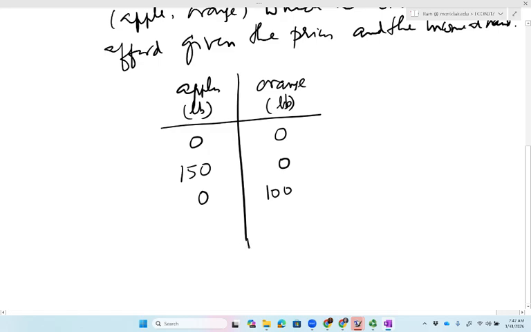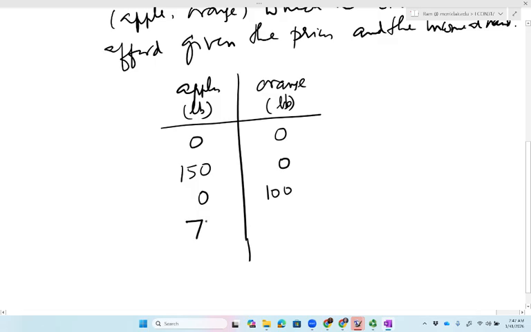Remember, the last two combinations were such that the consumer spent all the money at hand. This I want to emphasize because I will come back to this point later on. Are these the only 2 points, 2 pairs where the consumer is spending all his money and finding out the possible combinations of apple and orange? Certainly not. Let me look at one more.